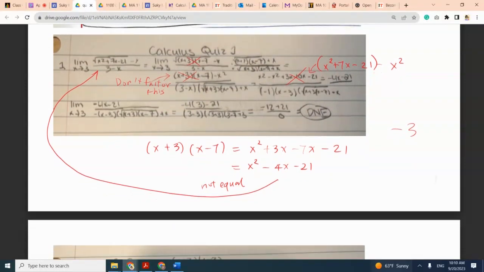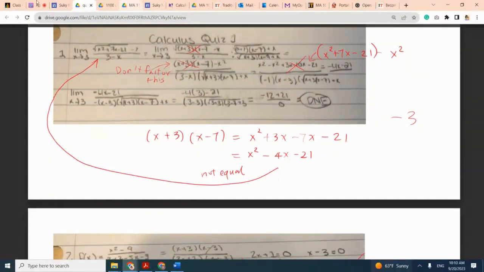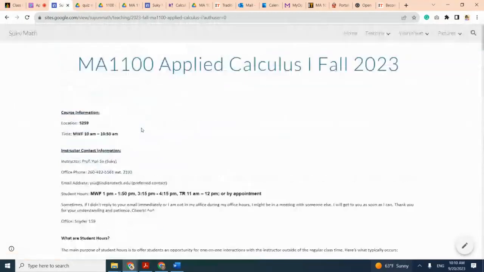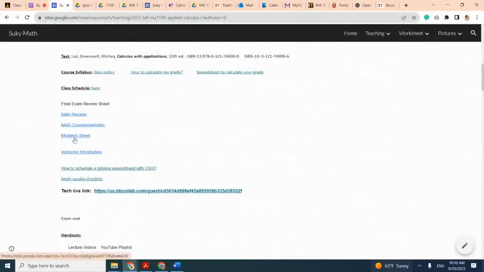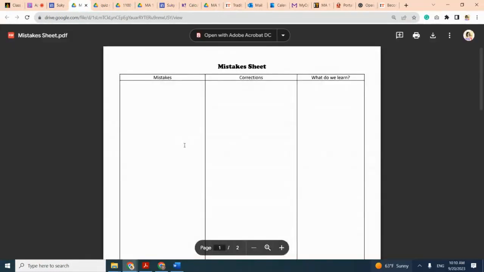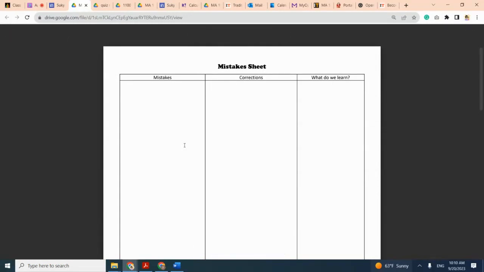write it down on a mistake sheet. Okay, so let me see. Do I have a mistake sheet up here? Yes. Do you see this mistake sheet? So this is what I suggest you do. If you have a mistake on your homework or quiz, write down the mistake here, and then write down the correction here. And what do you learn? Like for example, that problem, you can say when you see square roots, multiply by the conjugate. Don't factor the things inside the square roots.